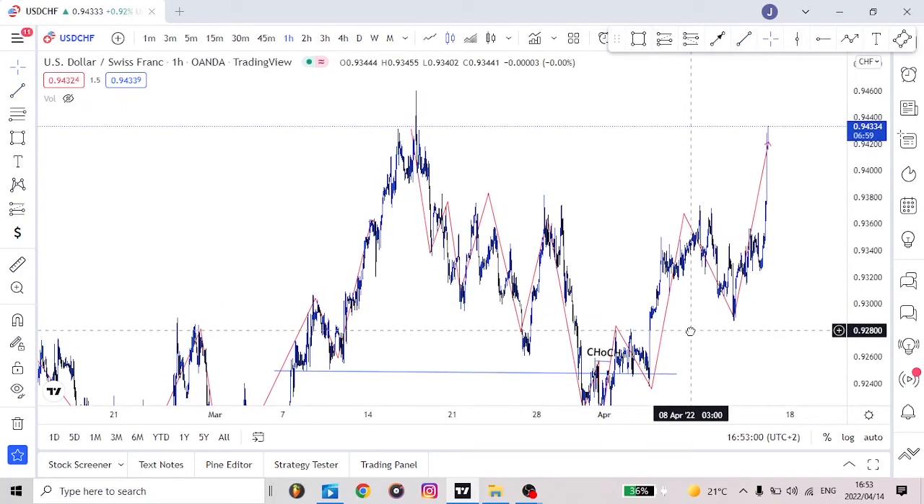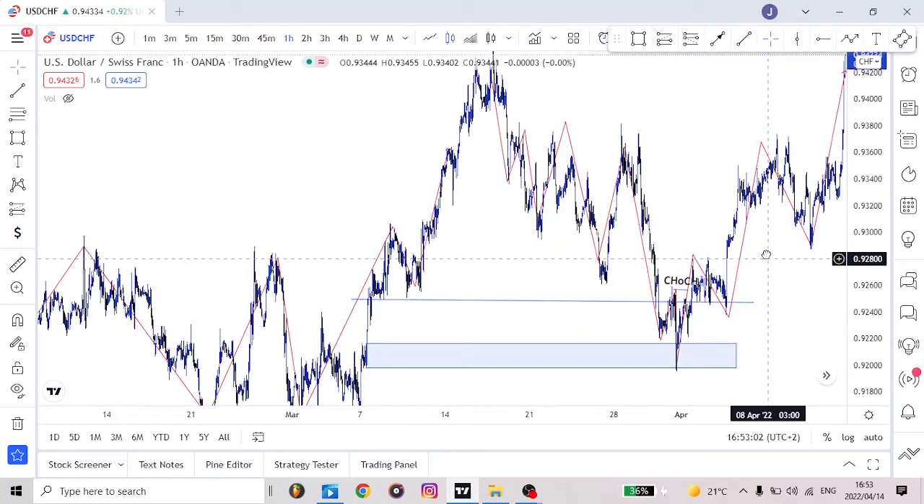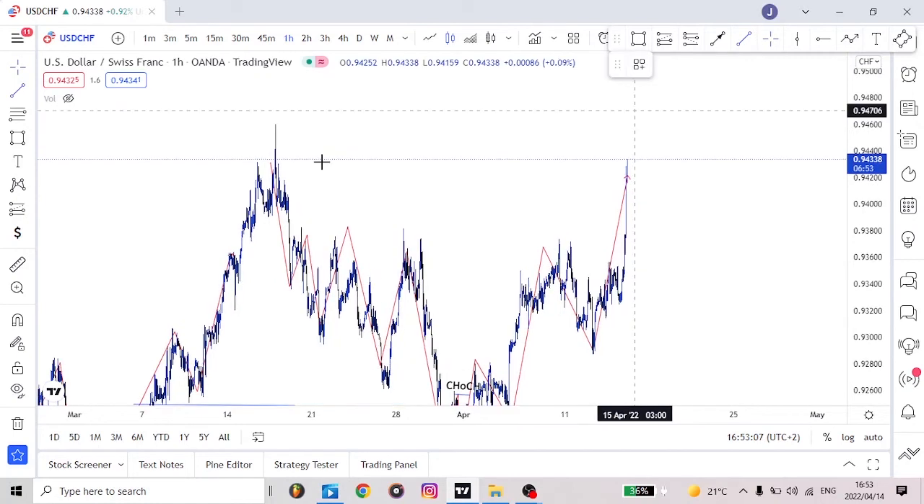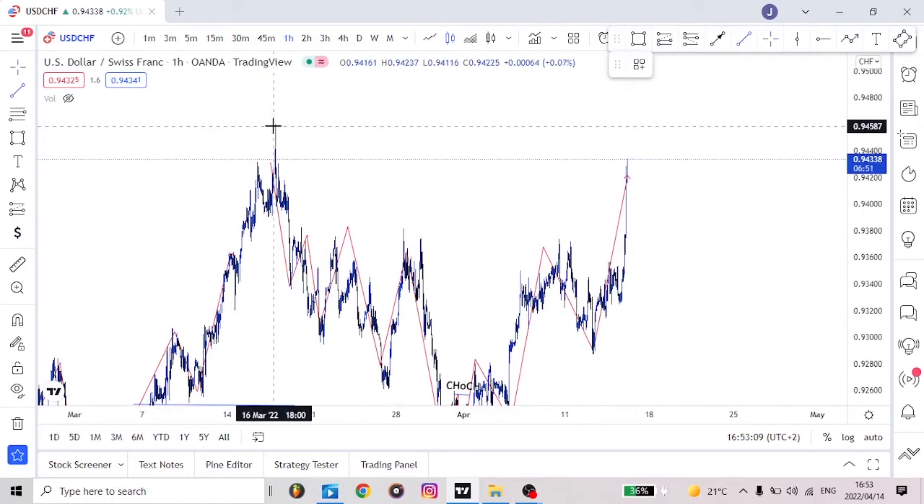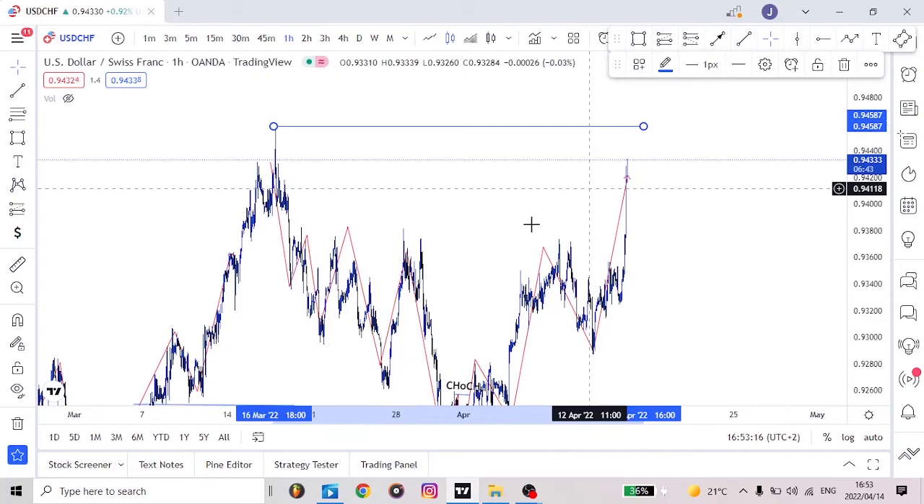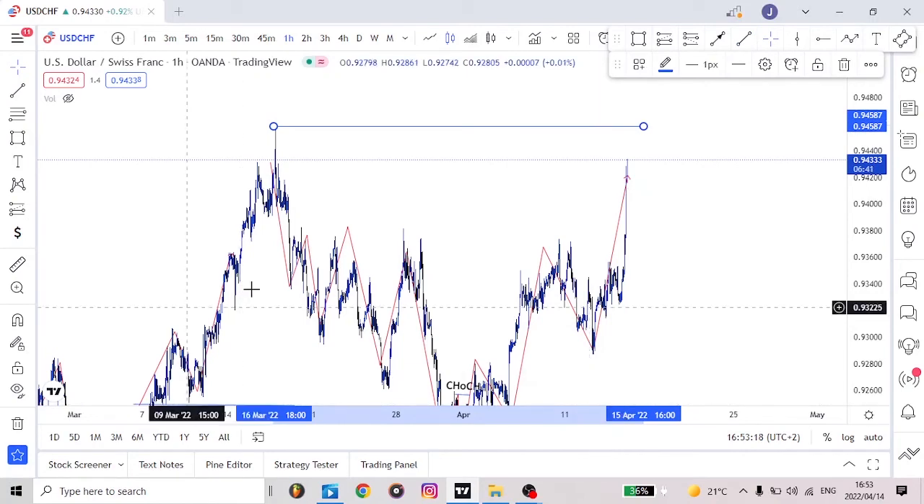And since, as you can see, on a larger scale, I would say we are in an uptrend. So since we are in an uptrend, we expect this high here to be taken out. We expect this high here to be taken out. We expect that high there to be taken out.